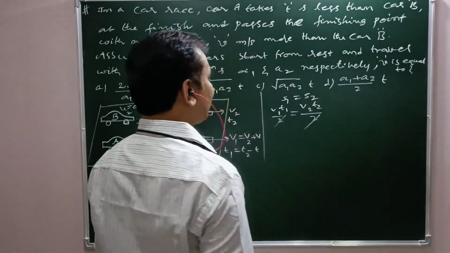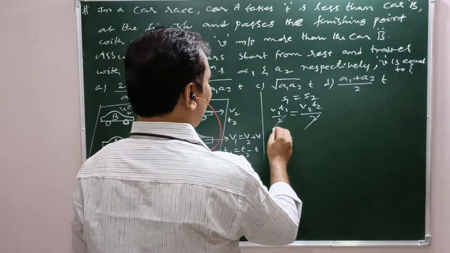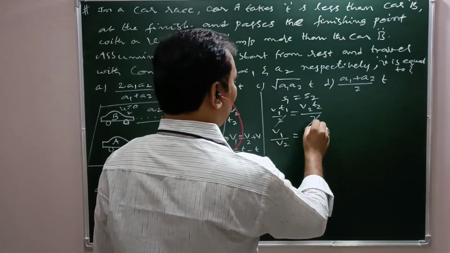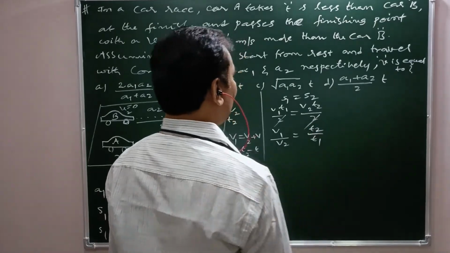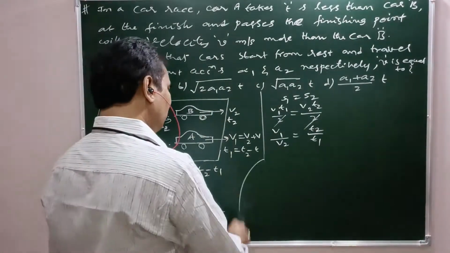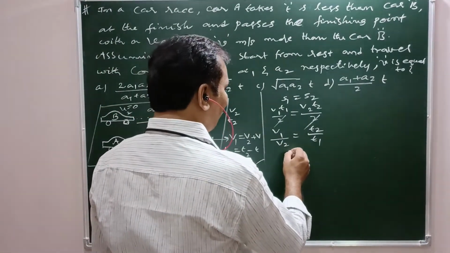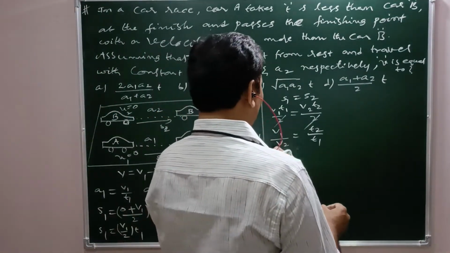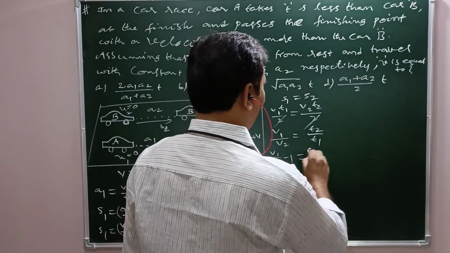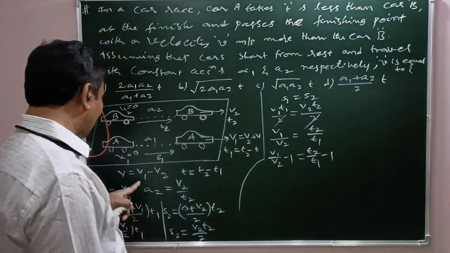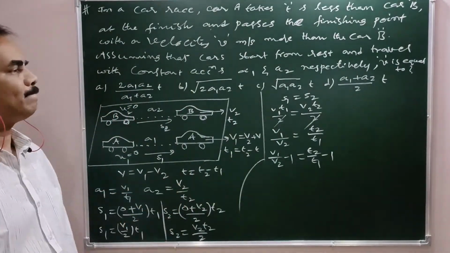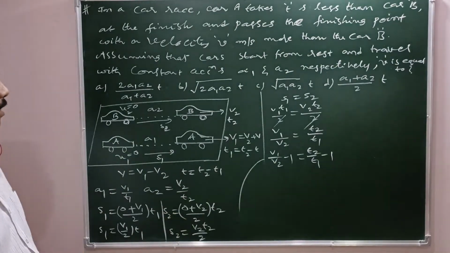So the 2 cancels. We are left with v1 by v2 equals t2 by t1, right? Now take minus 1 on both sides. That is v1 by v2 minus 1 equals t2 by t1 minus 1. Why? Because we have v1 minus v2 equal to v, and t2 minus t1 equal to t.